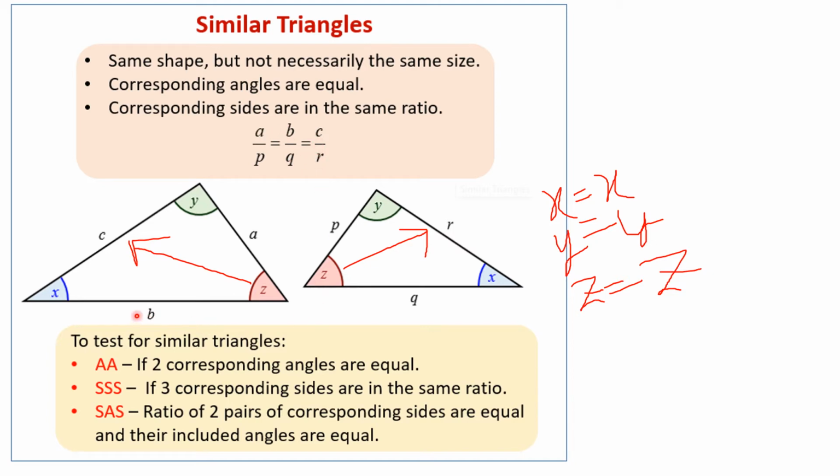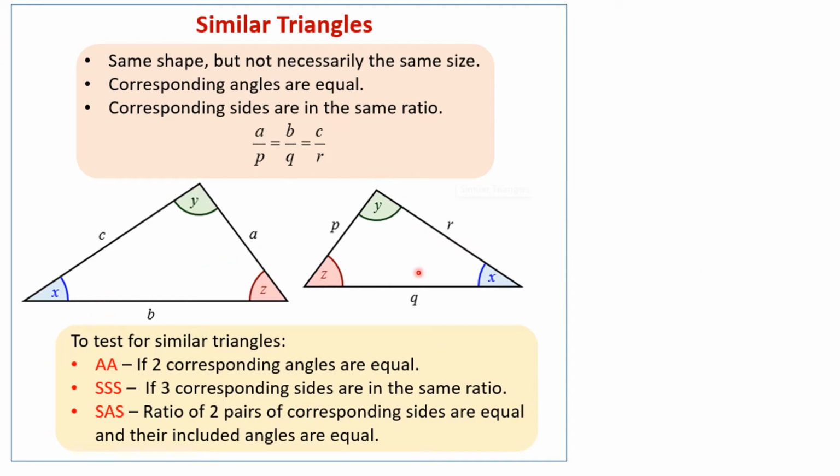Now there are three properties to test whether the two triangles are similar or not. Fine. So the first property is AA. According to this property, AA stands for angle-angle. If two angles are equal, suppose angle X and angle X are equal, angle Y and angle Y are equal, then automatically the third angle, can you see this third angle Z and this Z, both of them will be equal, by the sum of angles of a triangle property.